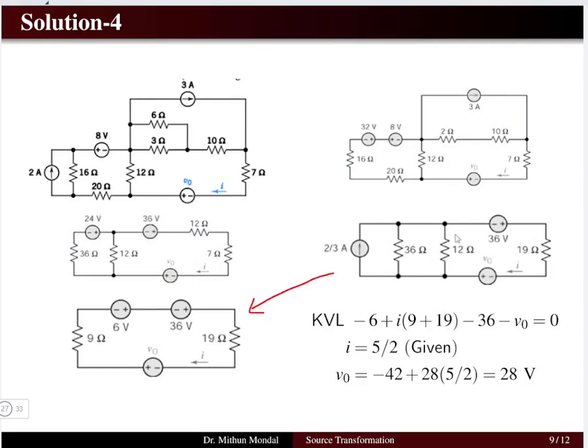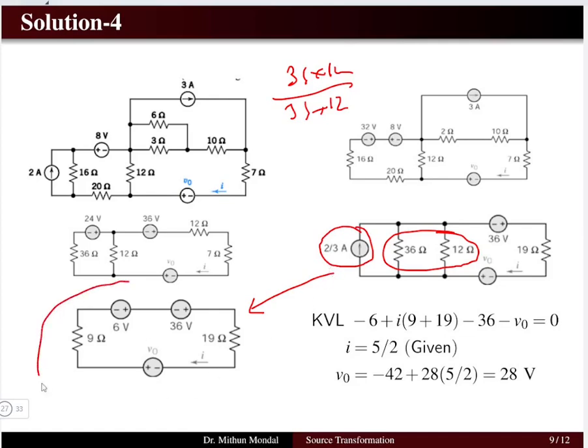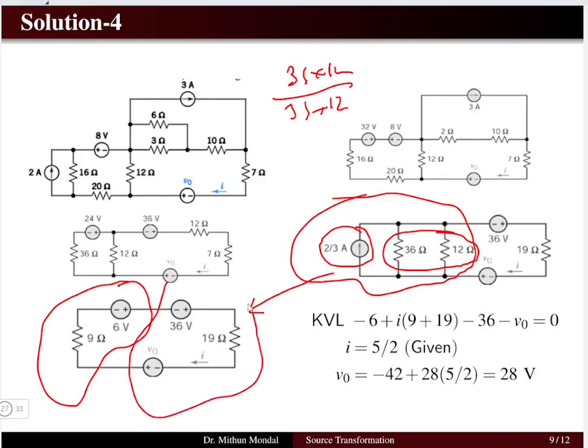How? If these two resistors are in parallel, the combination will give 36 into 12 divided by 36 plus 12, and that is in parallel with a current source of 2 by 3 amps. So you can obtain the equivalent voltage source in series with a resistor. This entire part of the network you can reduce in this format, and this part you can keep as it is, and this is a single mesh problem.